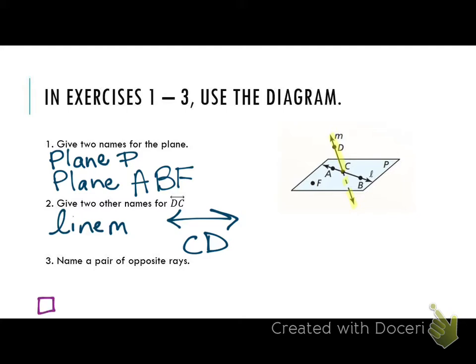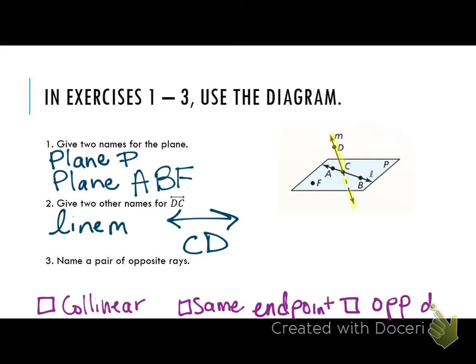Three things have to happen to have opposite rays. They need to be collinear. What does collinear mean? On the same line. They have to have the same end point. End point, and then what's the third one? They have to go in opposite directions. All right, I ran out of room, but you get it.